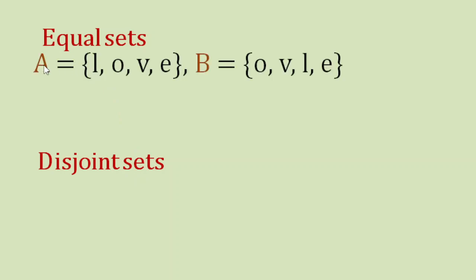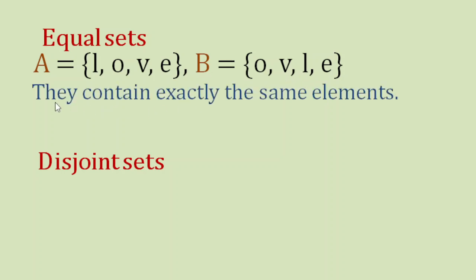Now let's talk about equal sets. Suppose A equals {L, O, V, E} and B equals {O, V, L, E}. Notice that the two sets contain exactly the same elements. So in this case, we say that A equals B. The two sets are equal.